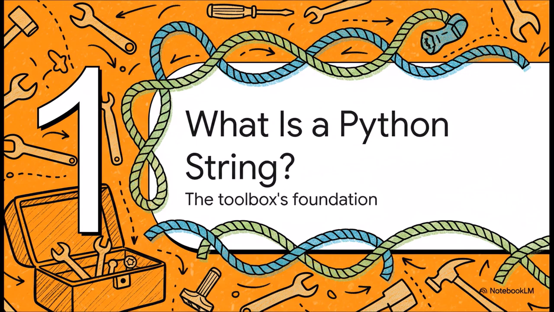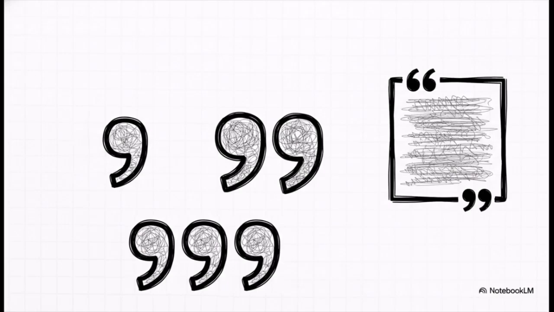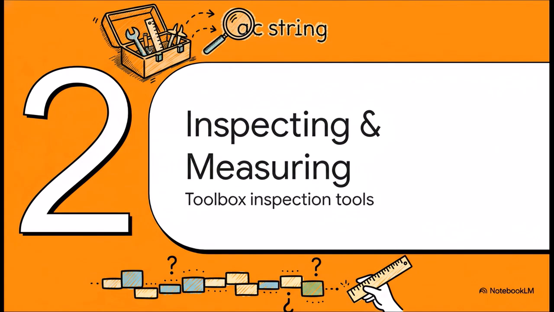All right, first up, what exactly is a Python string? This is really the foundation of our entire toolbox. One of the great things about Python is that it's super flexible right from the get-go. You can create a string using single quotes or you can use double quotes. Python doesn't care, it treats them the exact same way. That's really handy if your text itself has an apostrophe or a quotation mark in it. And for bigger things, like a poem or a long message, you can use triple quotes to make a string that spans multiple lines. See? Simple.